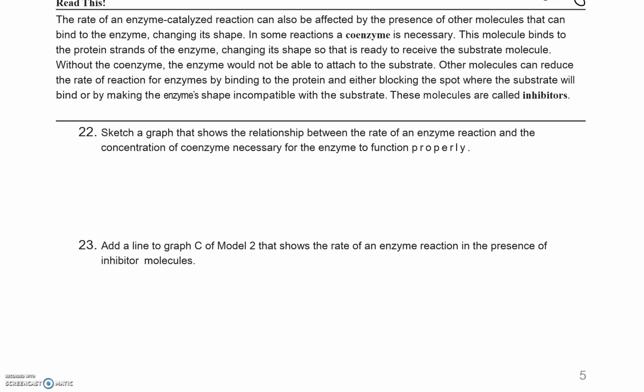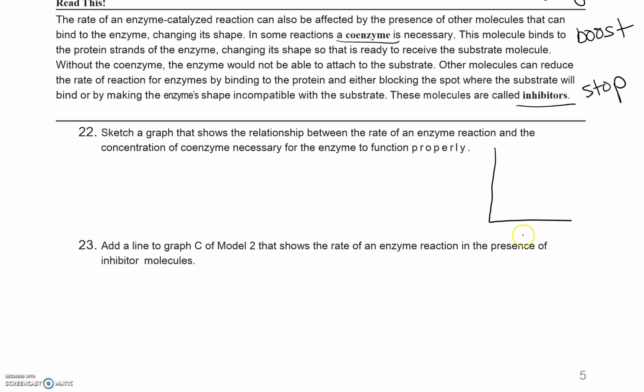In these next questions, the rate of an enzyme-catalyzed reaction can be affected by a couple of different things. One of those is a coenzyme. A coenzyme, you want to think of it as something that will boost the enzyme's ability to work, and then an inhibitor is going to stop or prevent the enzyme from being able to work. So number 22, you have to sketch a graph that shows the relationship between the rate of an enzyme reaction and the concentration of a coenzyme that is necessary for the enzyme to function properly.